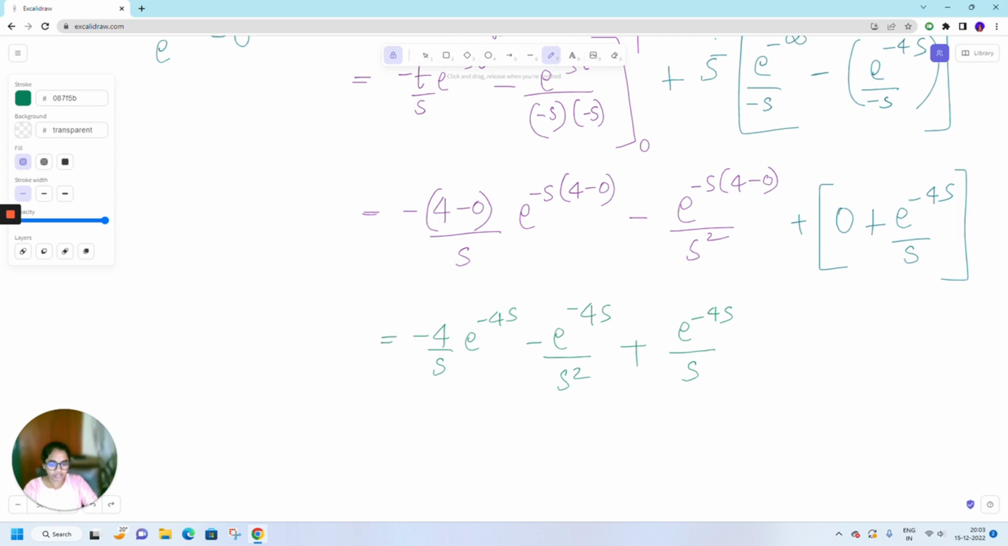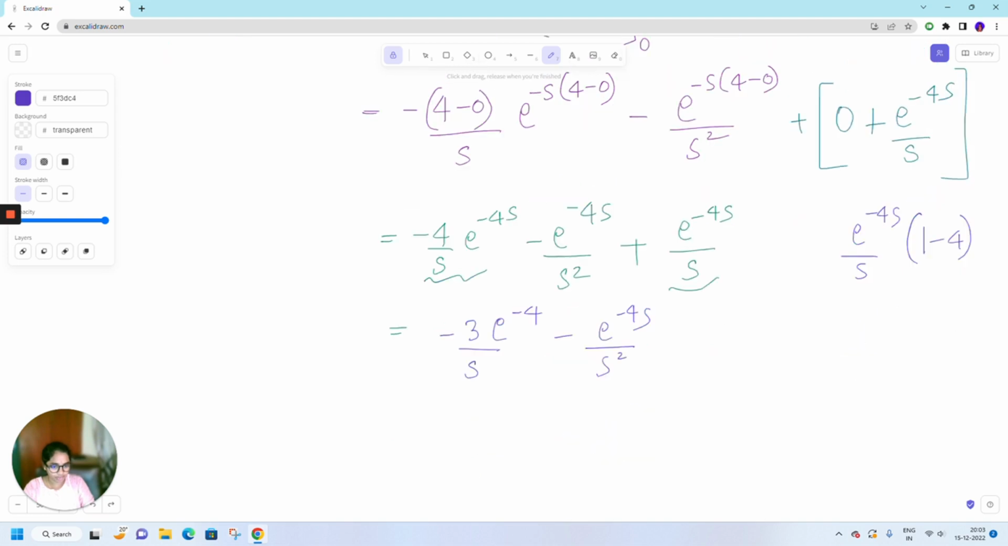What do we have here? We have 4 divided by s. This term and this term are same. I can take LCM. It basically means from these two terms, what are all common? E to the power minus 4s is common, agree? Divided by s is common. What else is remaining? 1 minus 4. So can I write it as minus 3 divided by s, e power minus 4s. What else is remaining? E power minus 4s divided by s square.